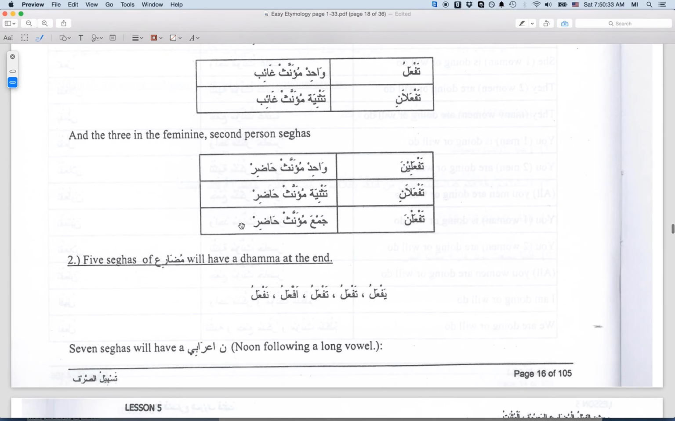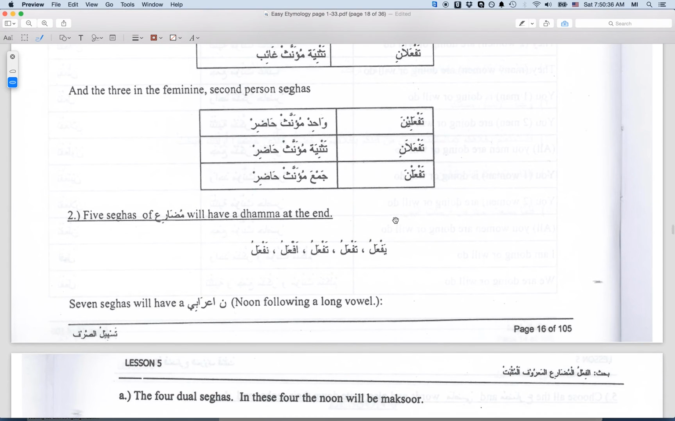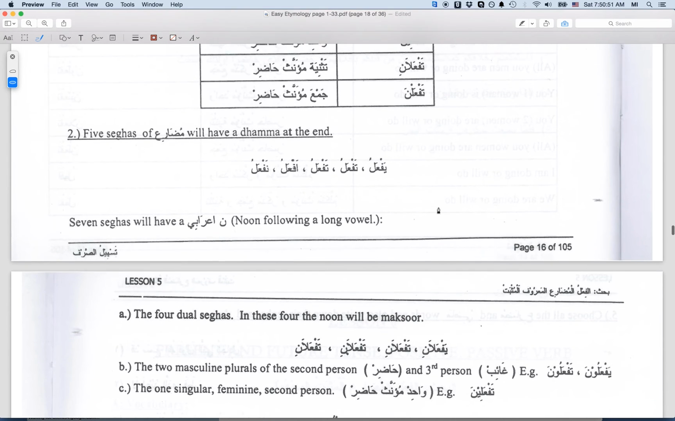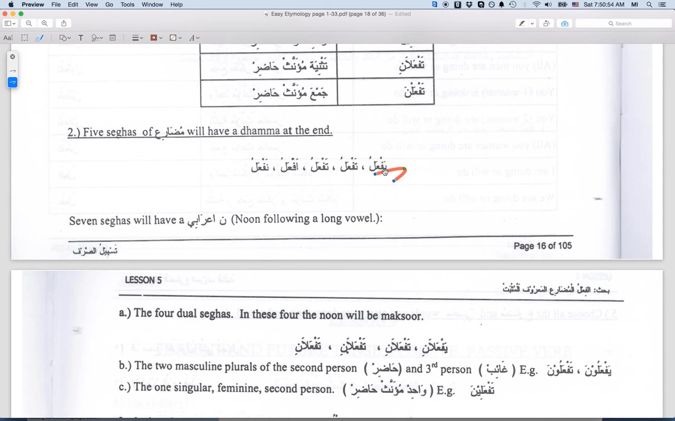5 sigas of mudari will have dhamma at the end. These are too many rules, but try to remember as many as you can. You don't really need to. You're going to get the hang of it eventually by reading and practicing more. يفعل, تفعل, تفعل, أفعل, نفعل. Okay, so this يفعل is he does, the first one. The second one تفعل is for واحد مؤنث غائب, she does. تفعل, you do. أفعل, I do. نفعل, we do. So these 5 will have dhamma at the end.